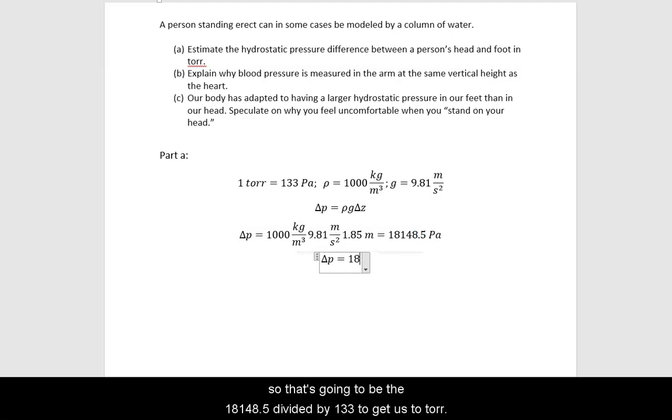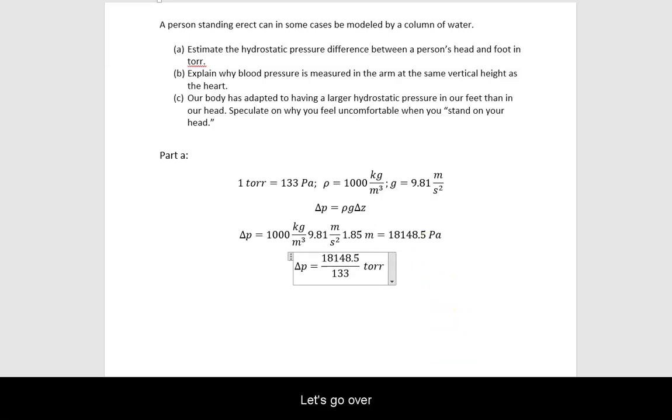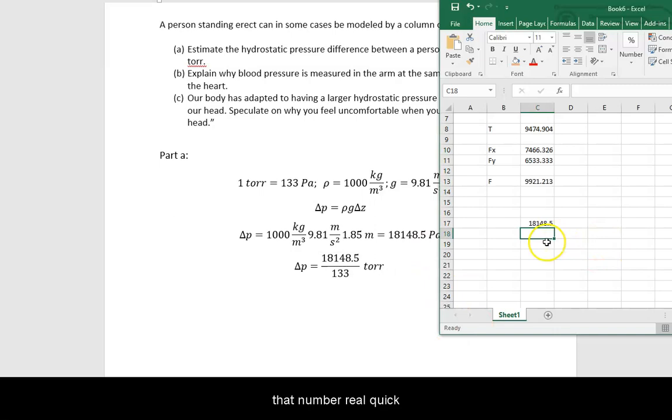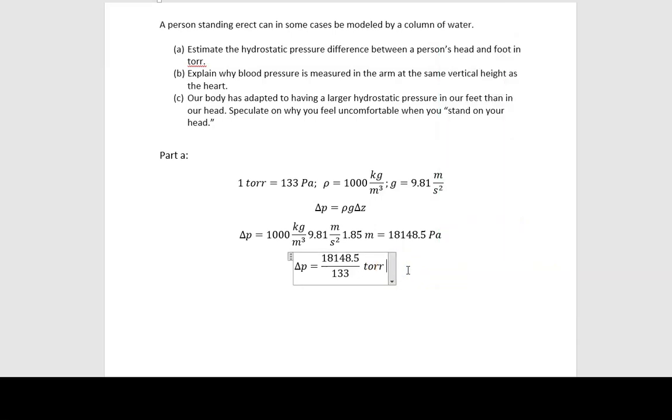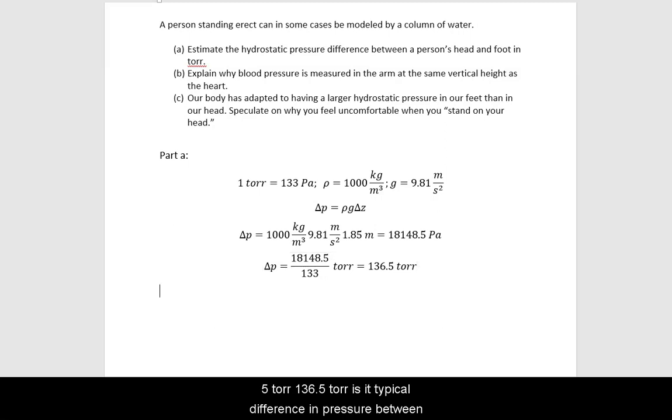All right, but we want this in torr. So that's going to be the 148.5, not that the 0.5 matters, divided by 133 to get us to torr. Let's go over and get that number real quick. Equals that divided by 133, 136.5. 136.5 torr is the typical difference in pressure between the top of your head and the bottom of the feet, right?